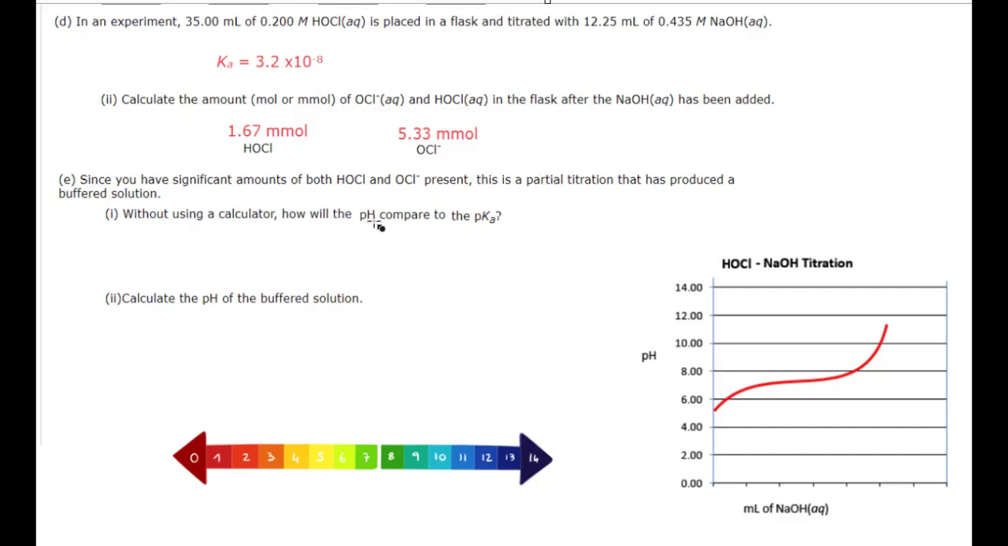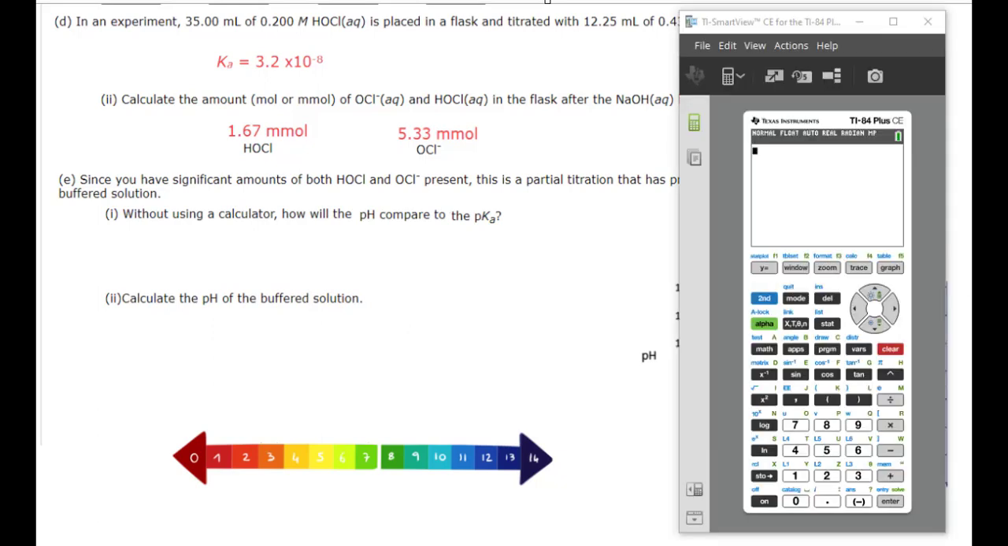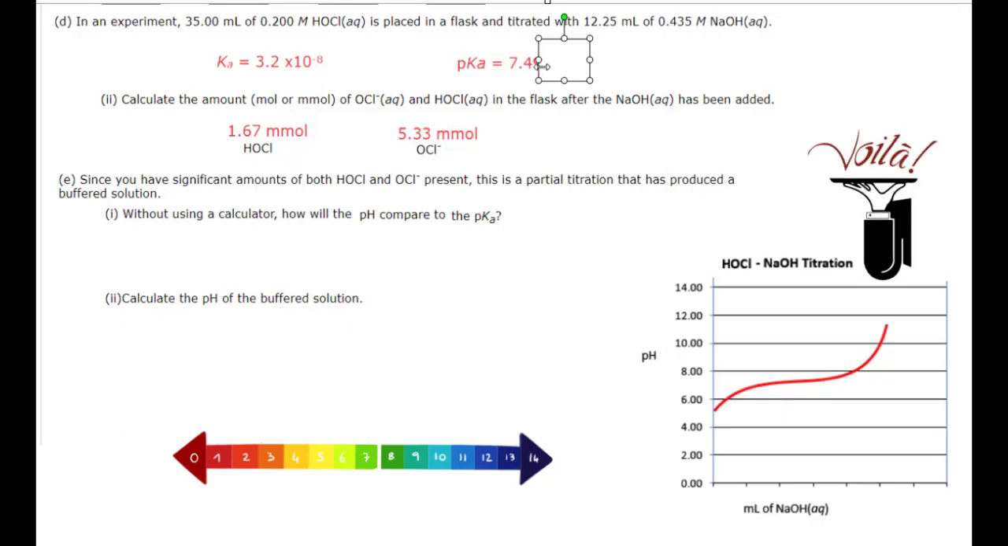Let's answer the question. Without using a calculator, how will the pH compare to the pKa? Well, we've got to figure out the pKa. Let me pull out the calculator. By now, this should be automatic. We're going to get a p-value, negative log. Thank you, Sorensen and Napier, for coming up with the logs and using it for describing acids and bases. I'll get that 3.2, second function, times 10 to the negative 8. Oh, this is going to be close to 8. Let's enter it, 7.49. That is our, voila, pKa.